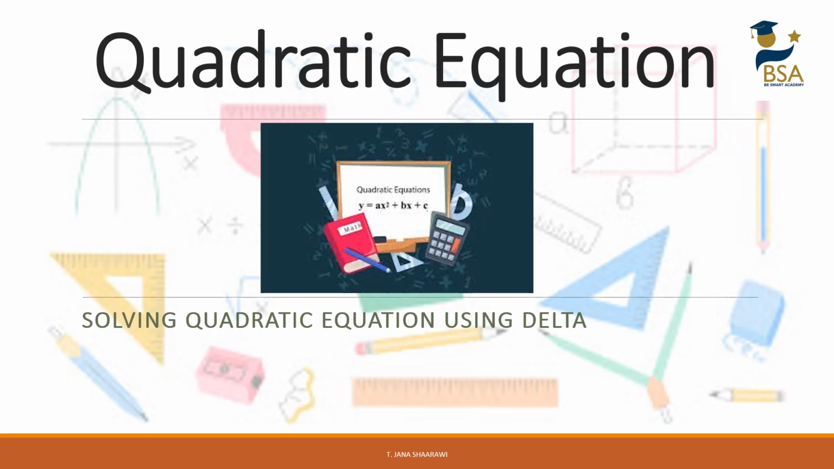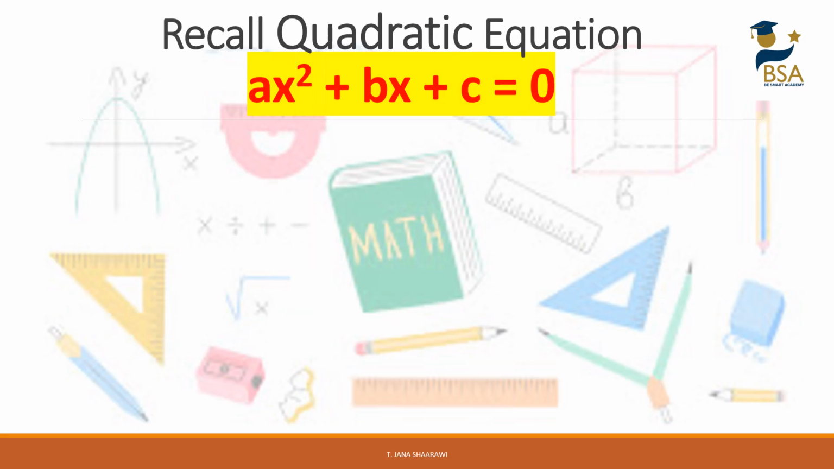In this video, we are going to learn how to solve a quadratic equation using delta. First, let's recall the quadratic equation. The quadratic equation is in the form of ax squared plus bx plus c equal 0, where a is not equal to 0.